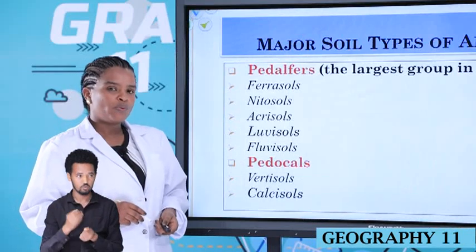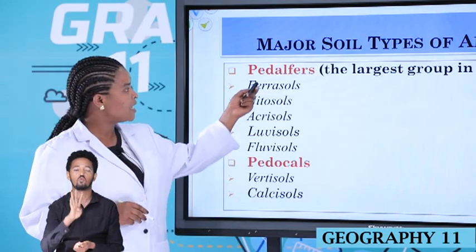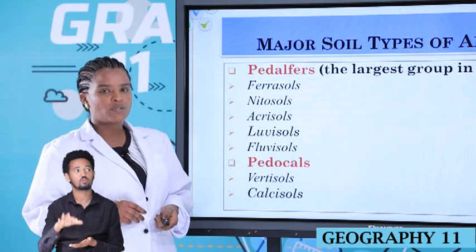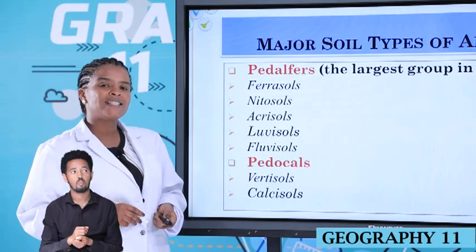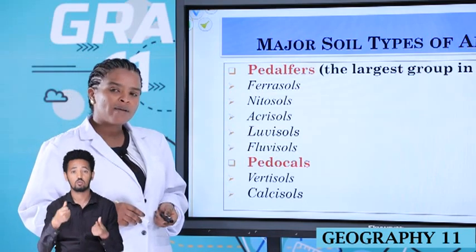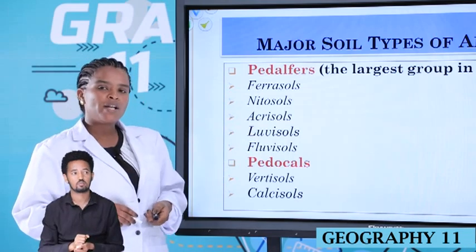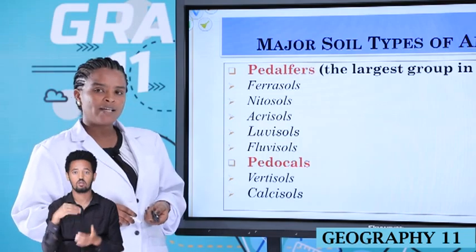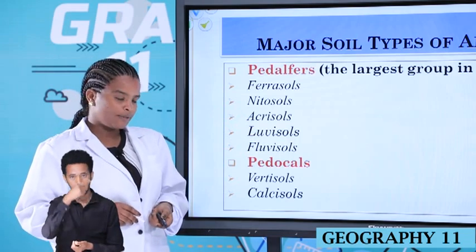According to FAO, African soil is divided into 4 types. These are pedalfer, pedocal, hydromorphic, and azonal soils. Pedalfer soil is the largest group of African soil. It is rich in aluminum and iron oxide. Mostly this type of soil is found in Central Africa. It is fertile soil with a black-brown color.